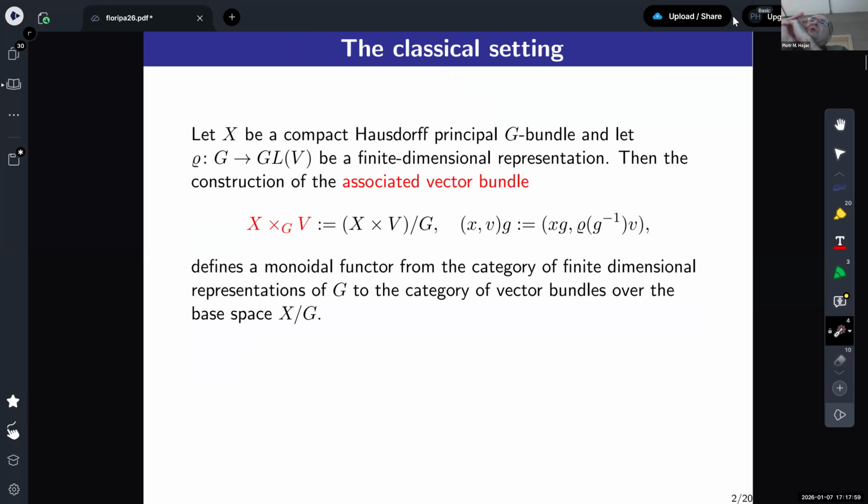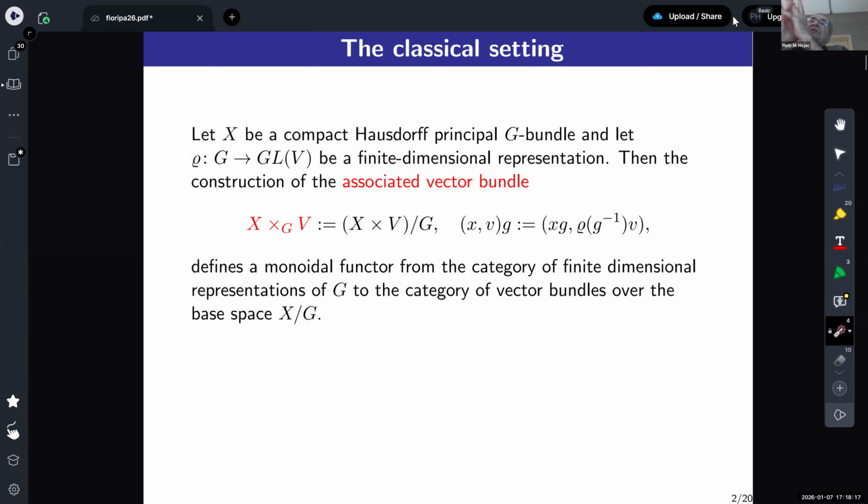So I have a compact Hausdorff principal G bundle, and I have a representation of my group G, but I don't assume it to be a Lie group. I also don't assume a local triviality of X. It need not be locally trivial. I just take a finite representation of this compact Hausdorff topological group.